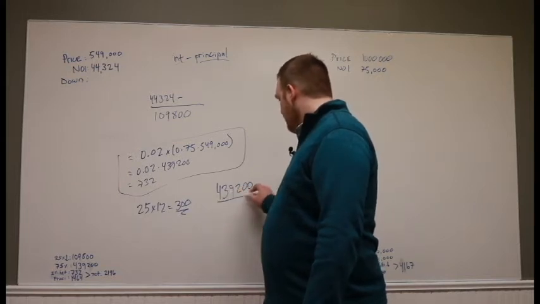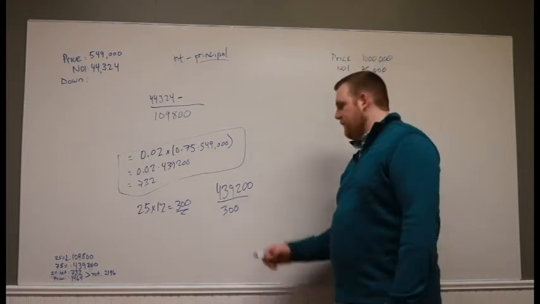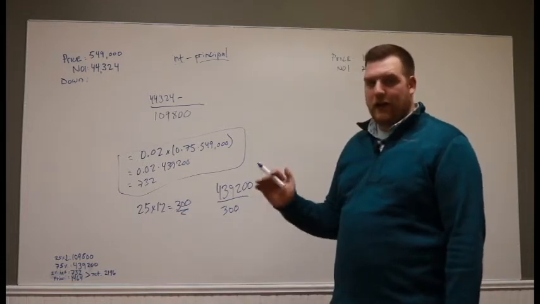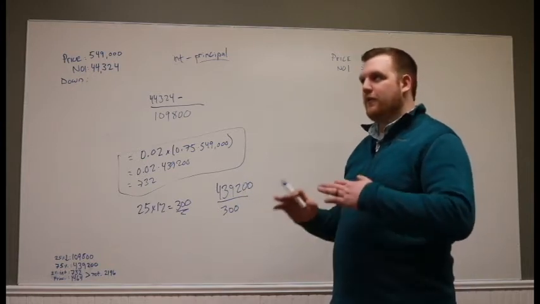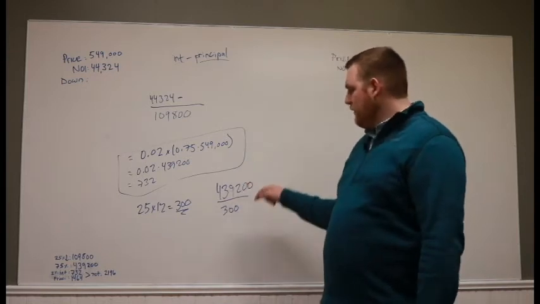And all we do is divide it by 300. Basically what I'm doing here is saying, if I paid the same amount every month for 300 months, how long would it take? Or for 300 months, how much would that payment be? If I want to pay this off in 25 years, what's the payment?